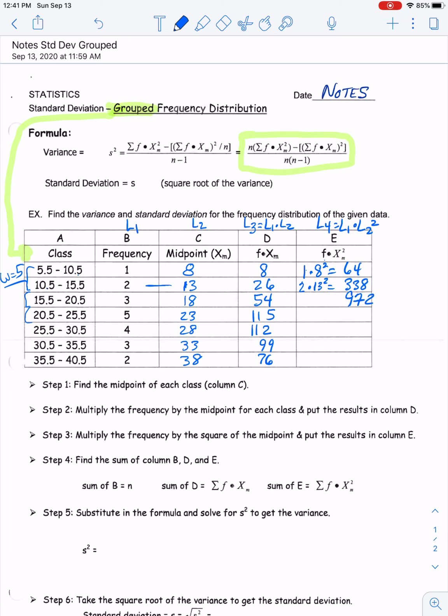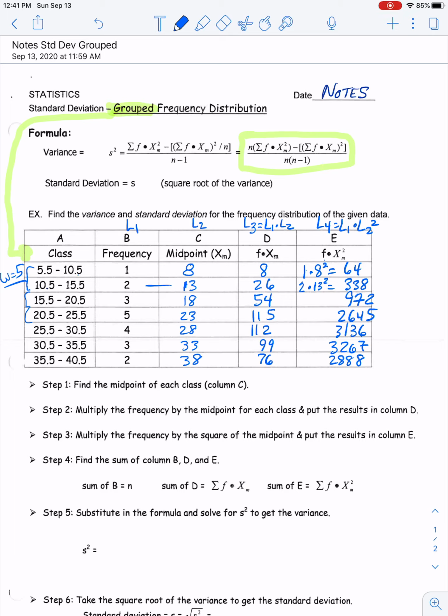So you just have to really keep track. If you square the wrong thing, you'll be sad. Or you'll say, Miss Highland, I did it again. Okay, so there our columns are filled.